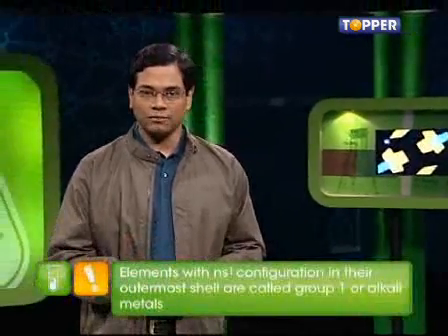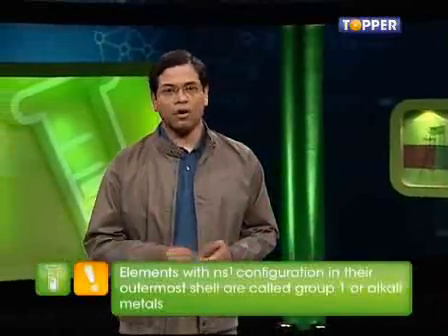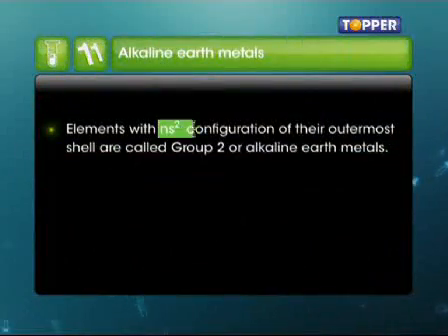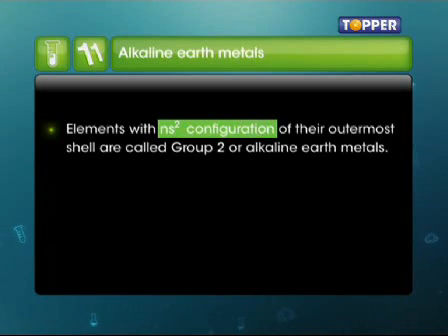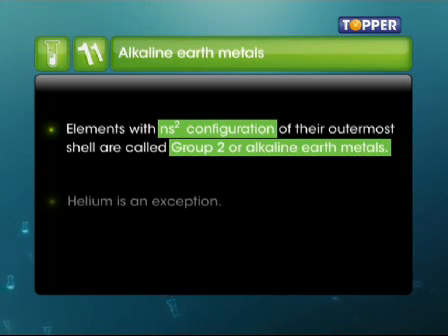Elements with ns1 configuration of their outermost shell are called group 1 or alkali metals. Please note that hydrogen is an exception. Elements with ns2 configuration of their outermost shell are called group 2 or alkaline earth metals. Again, this is with the exception of helium. Helium is not an alkaline earth metal.